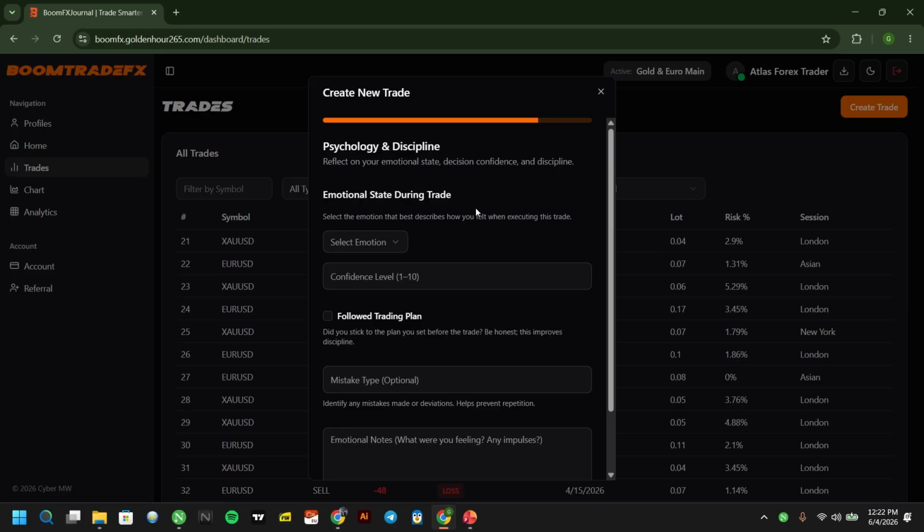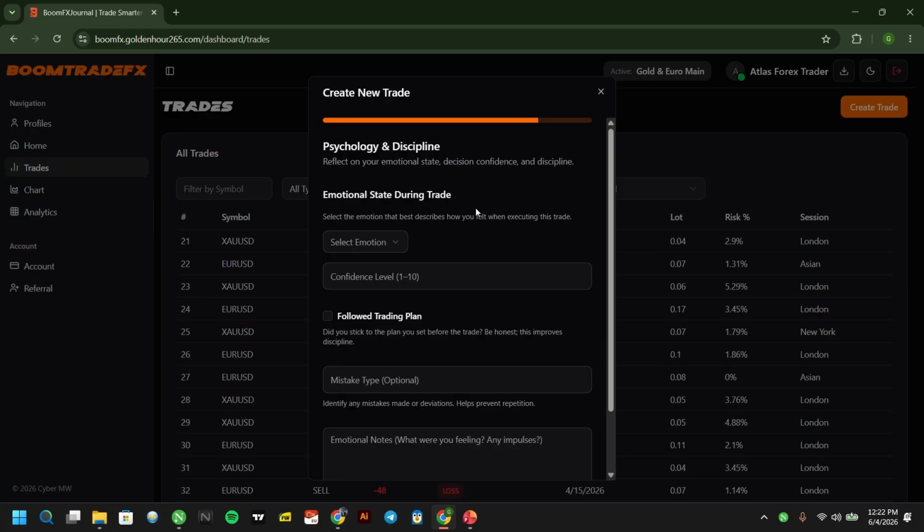So this is the tab where you are supposed to be very honest with yourself, because if you enter wrong data or you're not honest enough with yourself, you end up journaling wrong data. Wrong data leads to wrong results and wrong actions.